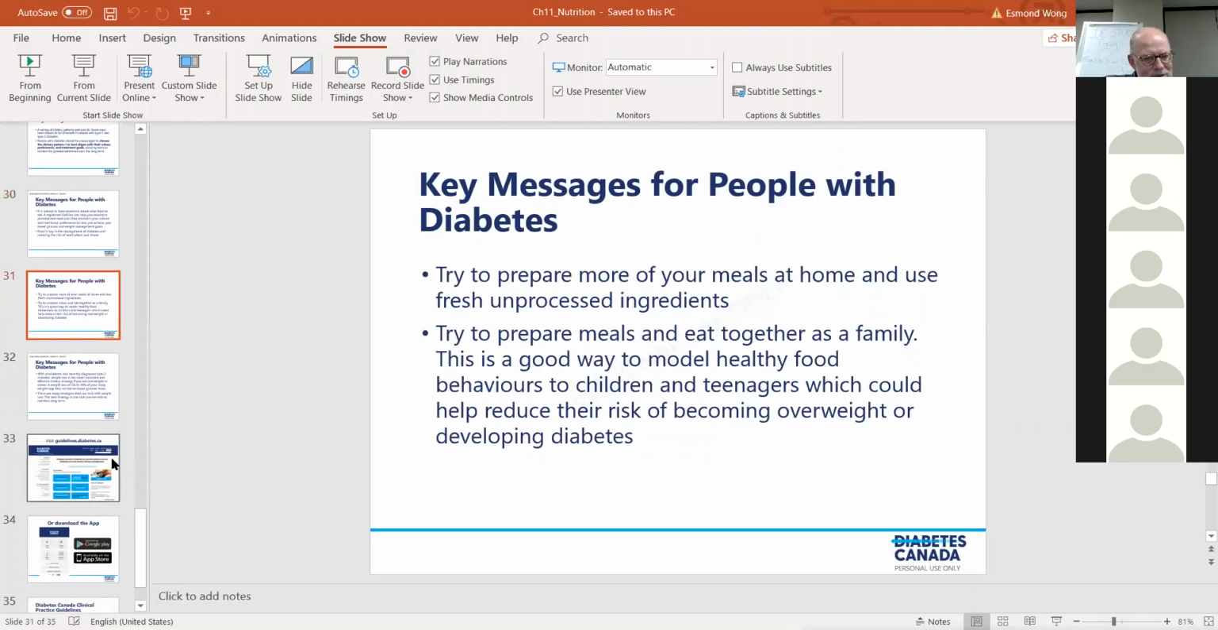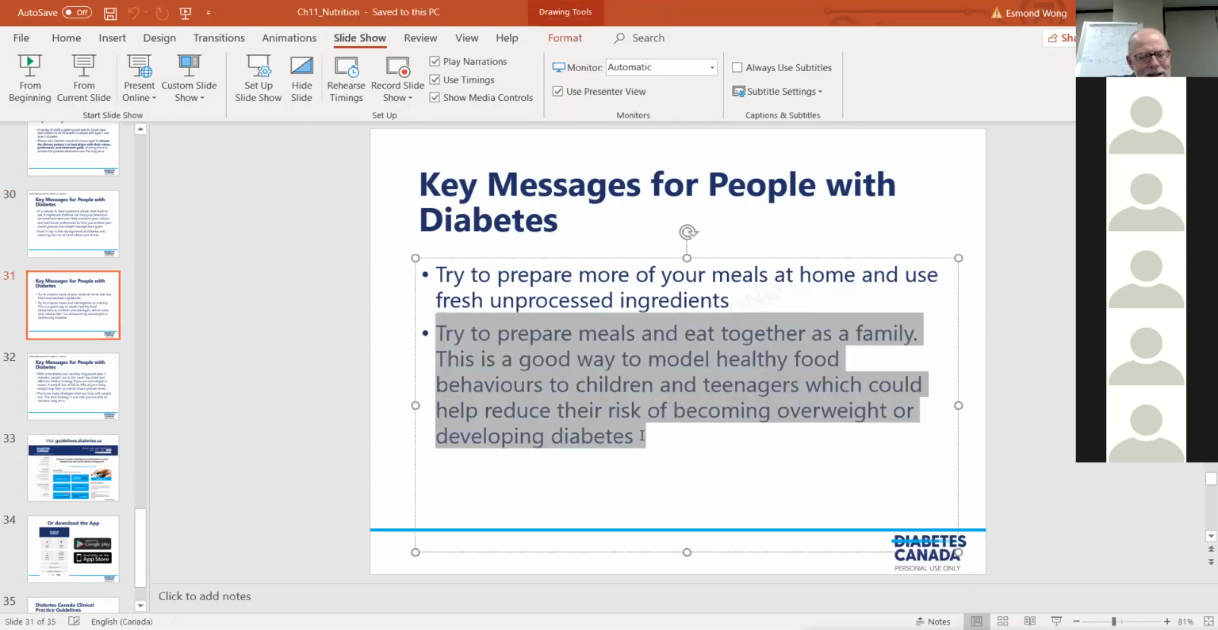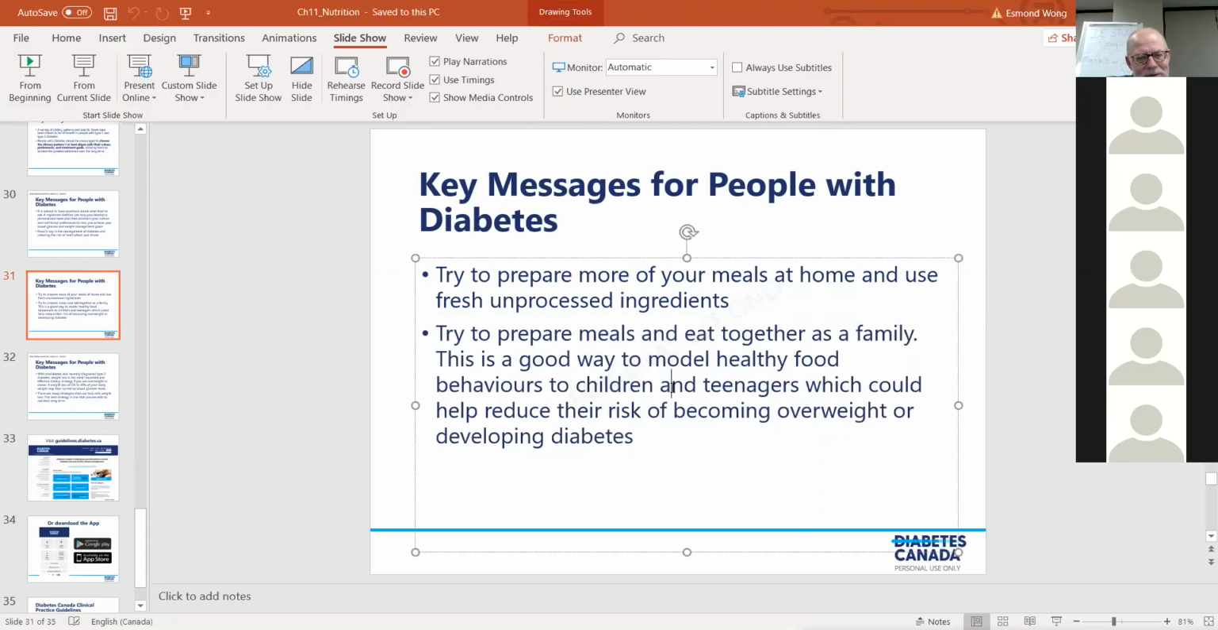I'm just flipping through the slides to see if there's anything else. Interesting, I really like this guideline. I guess I hadn't noticed it as much before, but one of the guidelines says to try to prepare meals and eat together as a family. This is a good way to model healthy food behaviors to children and teenagers. And I think that's really important. And we see that in Canada's new food guide as well, that there's some emphasis on eating together as a family, cooking together, cooking more foods, really important.